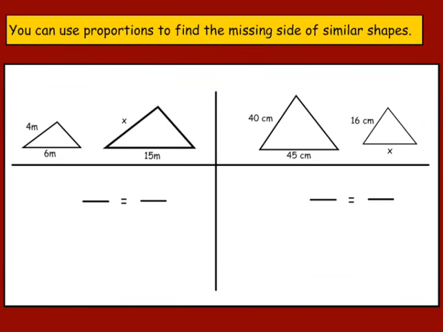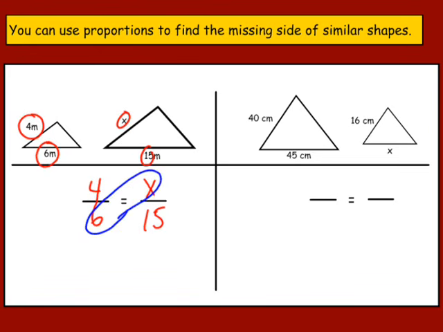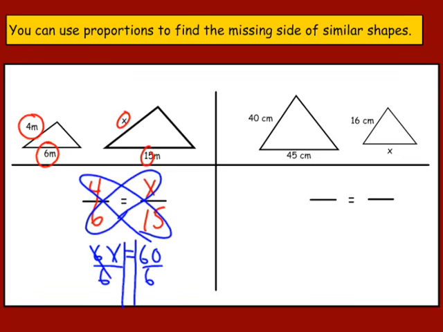So we can use proportions to figure out missing sides of similar triangles. It's real easy to do. So in this first example, the ratio of this triangle is 4 to 6, and it's equal to the ratio of the second triangle, which is x to 15. Now we can solve that a couple of different ways. We can either use equivalent fractions or cross multiply. I'll cross multiply on this one. So 6 times x is 6x. 4 times 15 is 60. Now we have a nice easy one-step equation. So our missing side would be 10 meters.